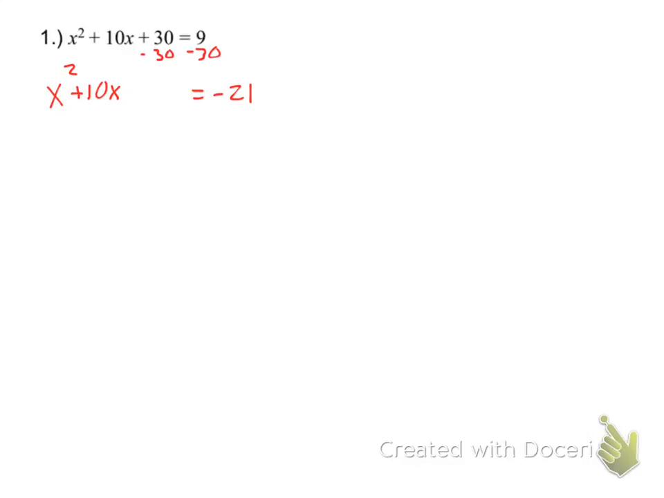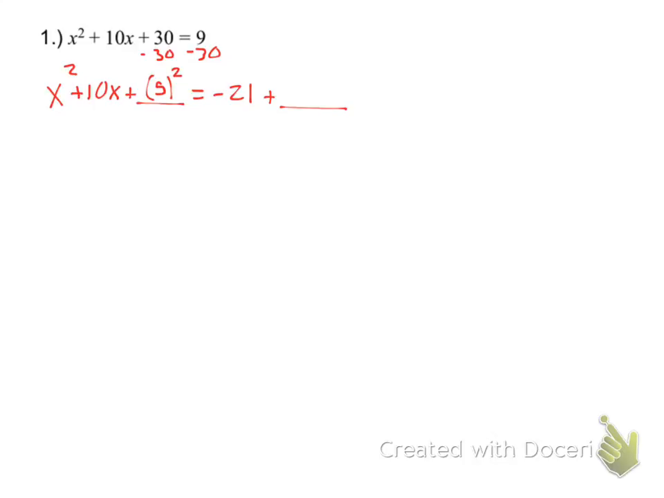Step number 3 says do what to both sides? Add something. And so I'm going to add something to both sides. That's why I left a space there, ladies and gentlemen. And what am I going to add? Half of b. What is b? 10. What's half of 10? I'm going to put 5 squared on the left side.